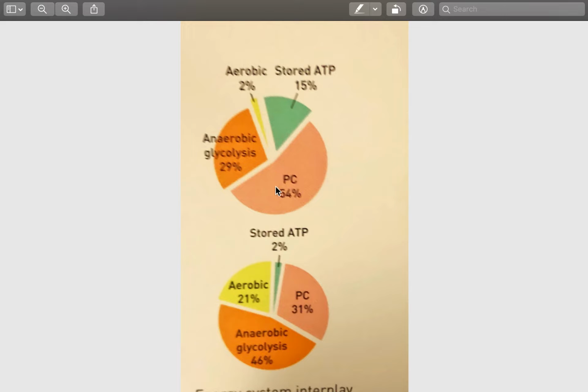54% of the energy we're getting at that 5-second mark is from phosphate creatine, which makes sense because there's only 2 to 3 seconds of stored ATP. So we've had to rely now on phosphate creatine, and it's quick. We've still got 29% of our energy coming from anaerobic glycolysis, so we're already building up a bit of lactic acid, and only 2% of our aerobic system. Why? Because at this point, we don't have enough oxygen from our heart rate and our breathing rate.